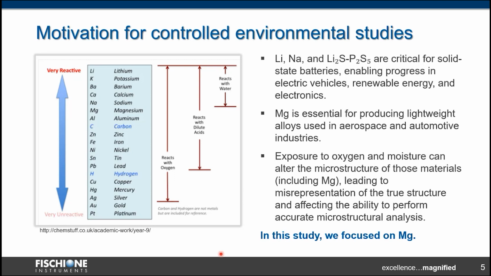There are many air-sensitive materials in many applications. For example, lithium, sodium, and solid-state electrolytes in ion battery research and development. Also, magnesium in the aerospace and automotive industry. If you expose those materials to oxygen or humidity, their microstructure and properties can be altered, leading to inaccurate observations and conclusions. In this work today, we will focus on magnesium sample preparation and structural analysis.